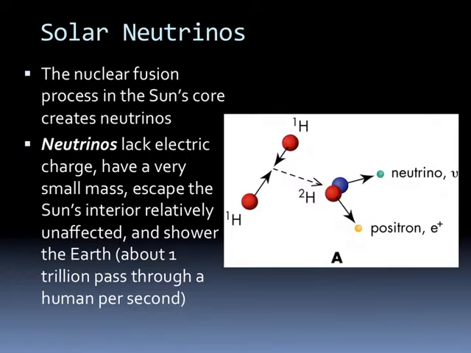This nuclear fusion process in the sun's core creates these neutrinos, I said. Now, neutrinos don't have any electric charge. They have a very small mass, and they escape the sun's interior relatively unaffected. And they shower the Earth. As you're sitting here, about 1 trillion pass through you every second.